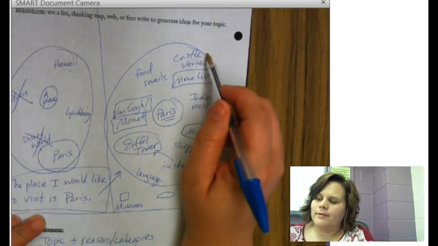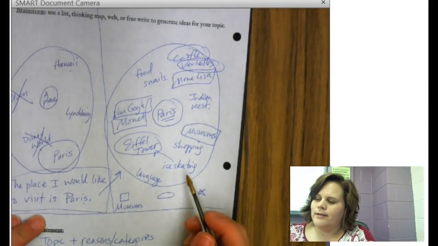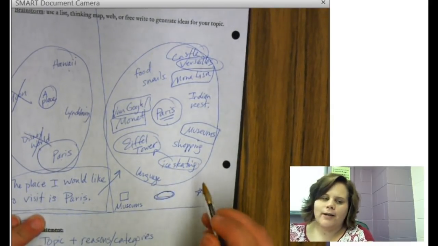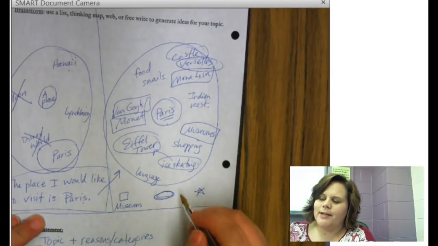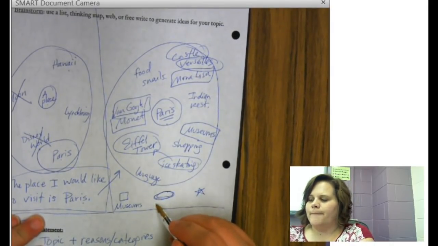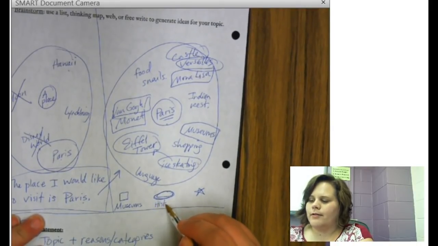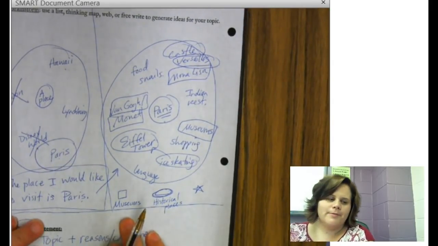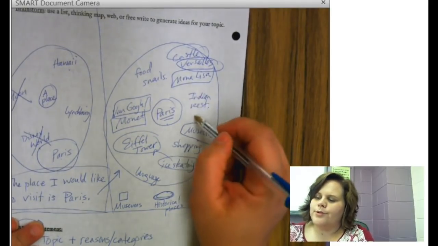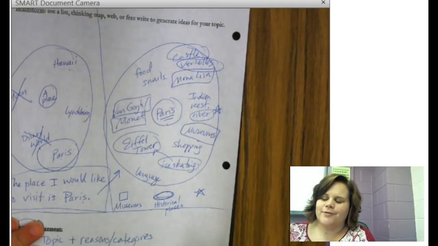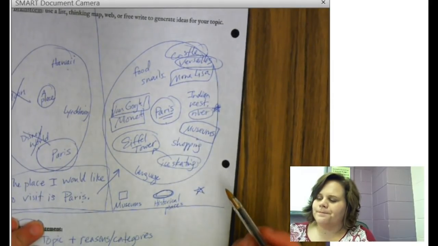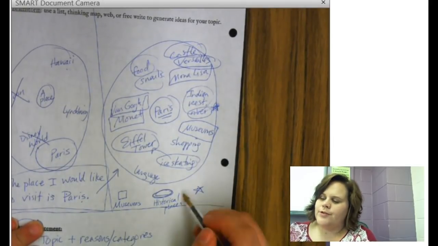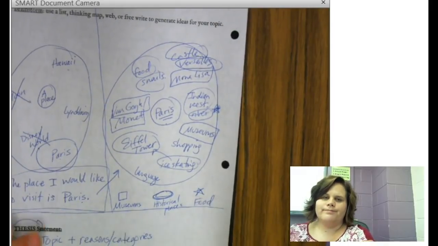Eiffel Tower, the castle, Versailles, ice skating on the Eiffel Tower kind of goes together. So the second category, what did these have in common? And to me, they seem to be historic or historical places. So we have museums, historical places. Ooh, there's also a river. That was pretty cool. You can always add stuff to your brainstorm. And then I seem to have several about food. So maybe I just make one category, food.